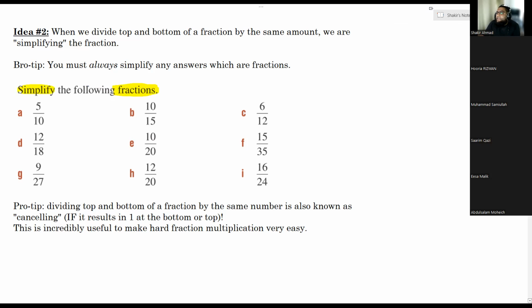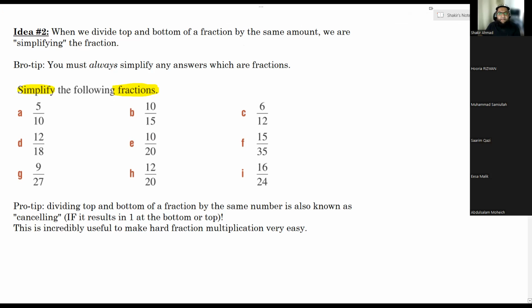Now, you could technically divide by any number you wanted, but I guess by convention, you don't want decimals. You don't want like 1.2 over 3.7. You don't want decimals in a fraction. So I guess when we say simplify, what we actually mean is divide top and bottom in such a way that the answer has only whole numbers in it.